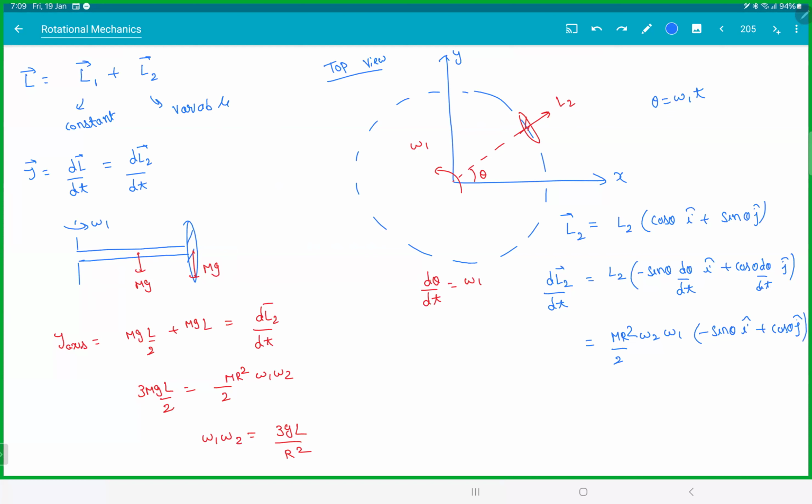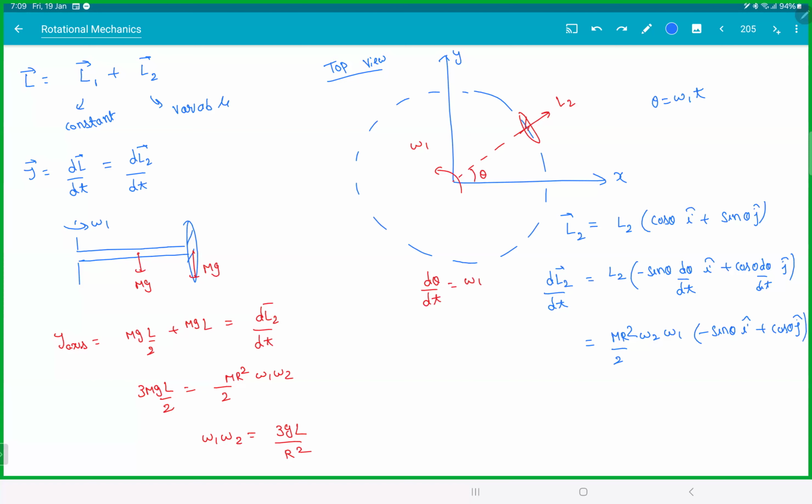Clear with this, everyone? Understood how we did this? This is a technique you should know to find the rate of change if something's magnitude is constant but direction is changing. This is how you find the rate of change. Because if you just try to differentiate the magnitude, you'll get 0. That doesn't make sense. Clear with this? Next one.